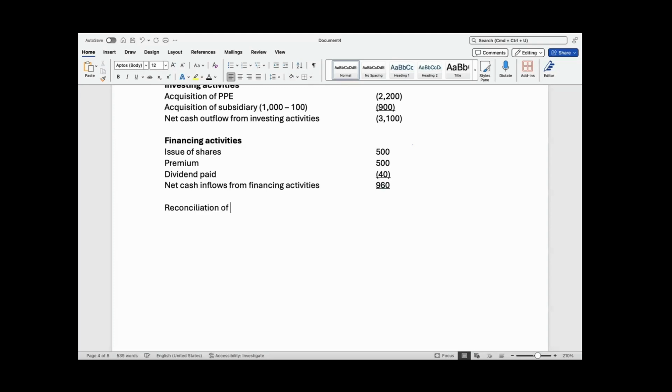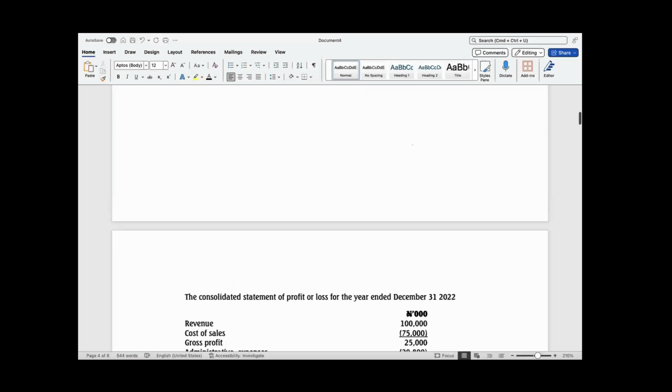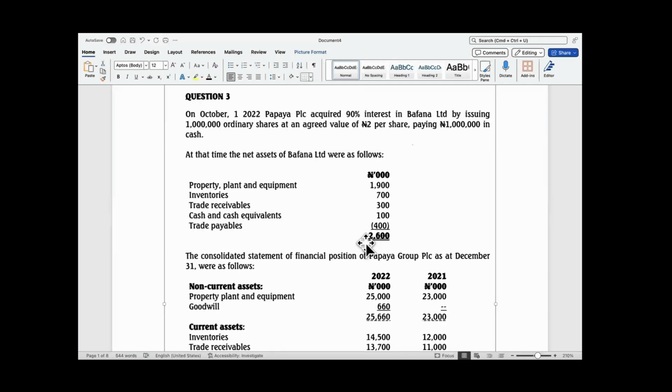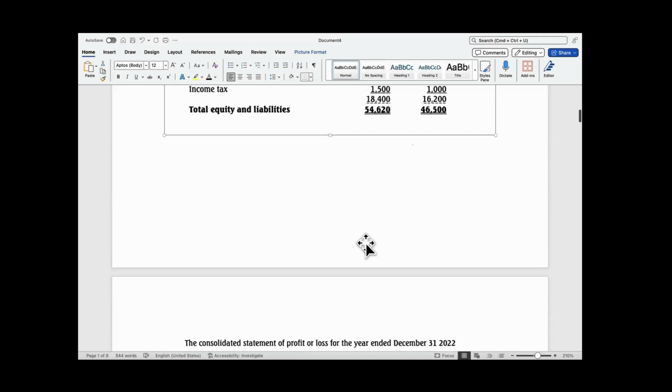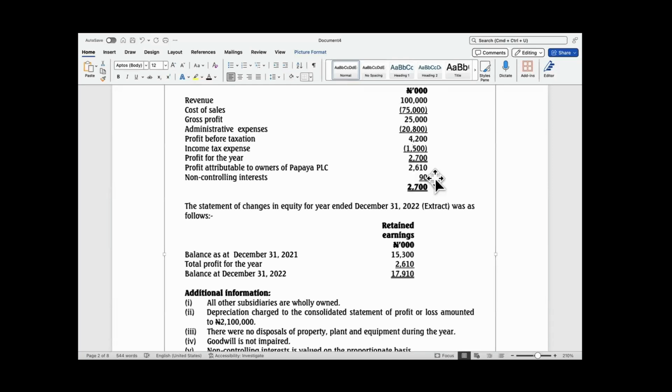For the reconciliation, we use the NCI percentage. Where did we get the 260? From the question, the net asset acquired. Can you see the 26? Okay. The 90, where did we get that? That's the profit attributable to NCI in the profit and loss. Can you look at that down part, non-controlling interest 90? Yes, I've seen it.